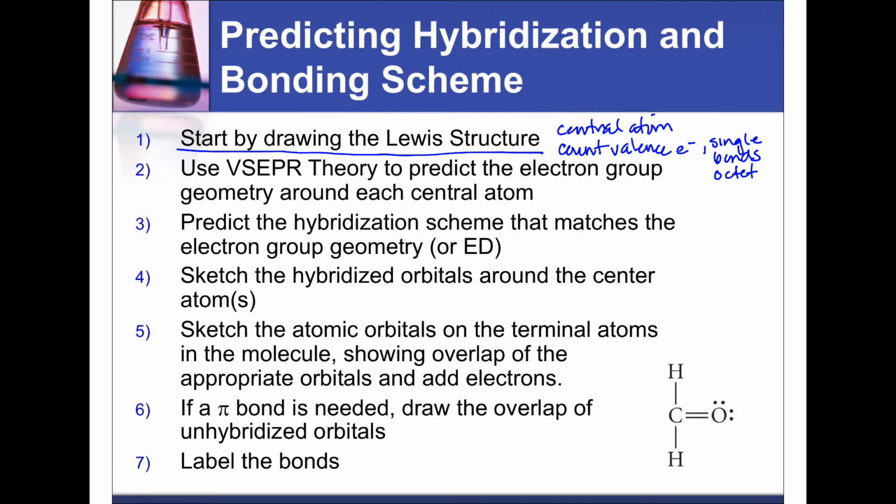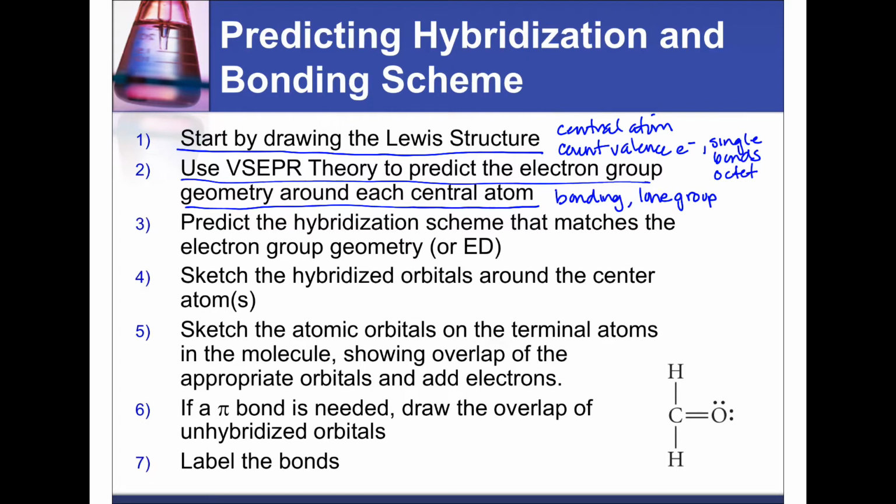The next thing you're going to do is use VSEPR theory to predict the electron group geometry around each central atom. If there's more than one central atom, you do this one at a time: you do it for one central atom and then the other one. When you predict the electron group geometry, you take into consideration how many bonding groups there are around the central atom, and how many lone groups there are around the central atom.